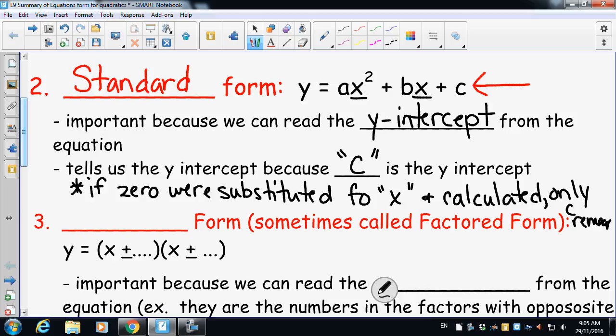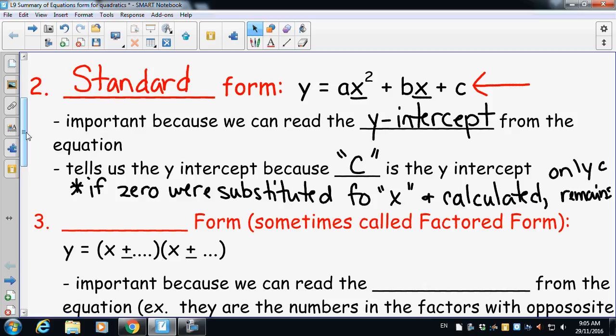Oh, I'm running out of space. Let me see if I can fix that. Okay, substituted for x and calculated, only c remains. So if we put 0 in for x, and calculated an answer, we'd be left with c. So standard form tells us the y-intercept.